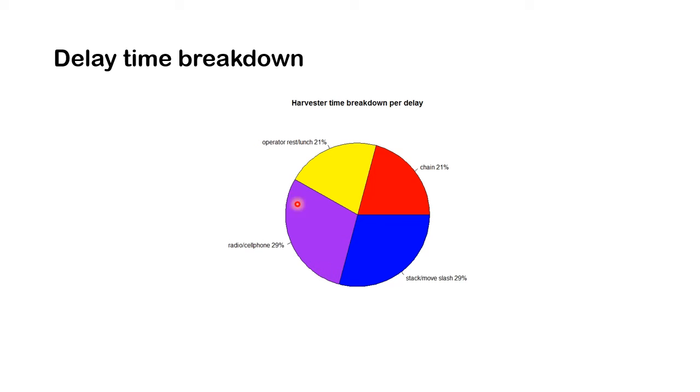But what about the 29% that is fairly manageable of radio and cell phone delays? Radio delays being the fact that the operator was communicating with the supervisors or other team members, but also in this particular example, the cell phone use where the machine operator would stop the machine and idle it for up to 10 minutes dealing with a phone call or a text message.